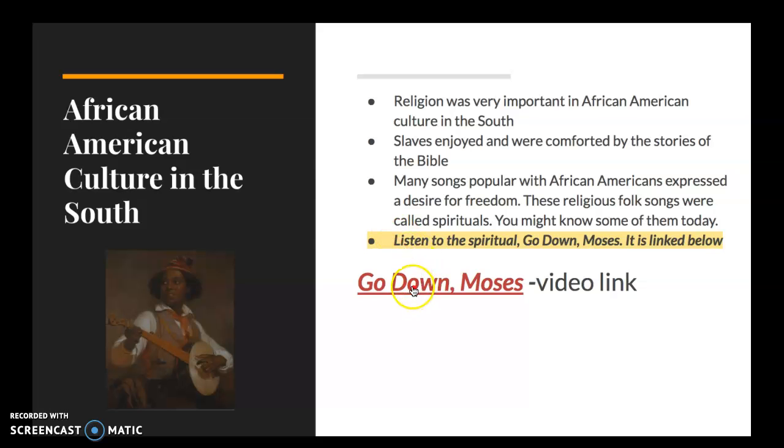I've included a link right here to a song called Go Down Moses. This is an old spiritual. It's been performed by many, many people over time. I used to think this song was called Let My People Go because that line is repeated throughout. But the actual title of the song is Go Down Moses. I encourage you all to go and give it a listen.